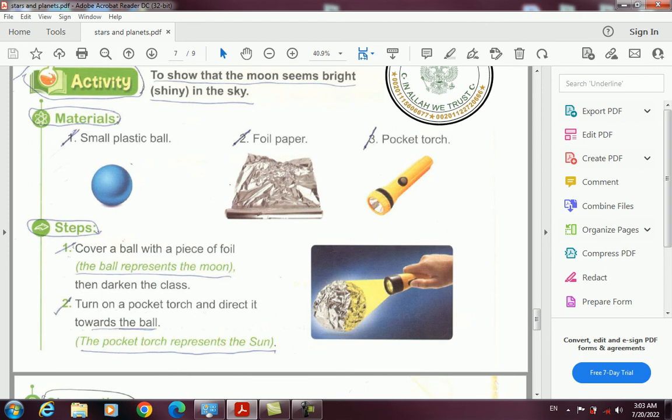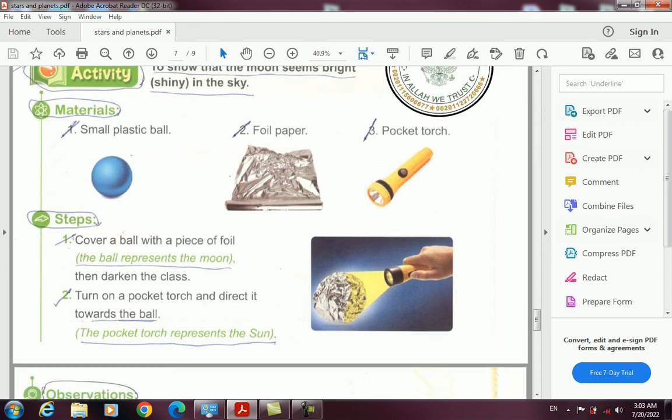And then the steps. Simply, 1, cover the ball with a piece of foil. In this case, the ball represents the moon. Then darken the class or the room where you are doing this experiment. Then turn on the pocket torch and direct it toward the ball.